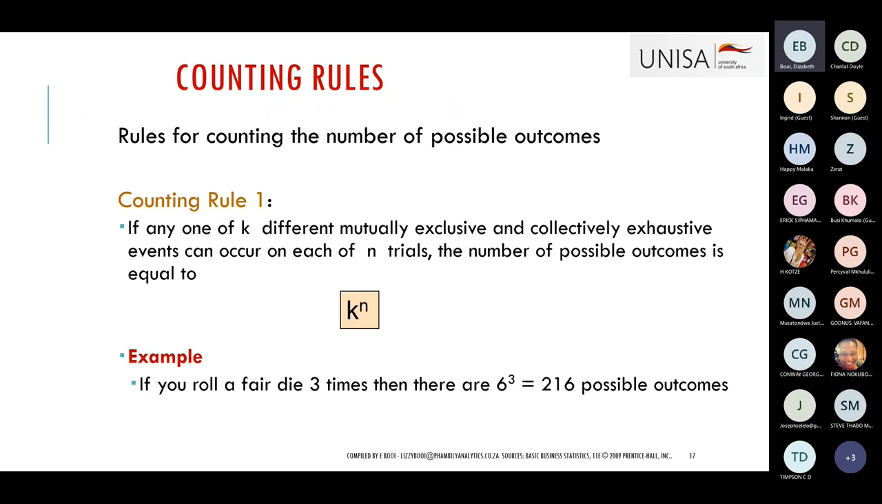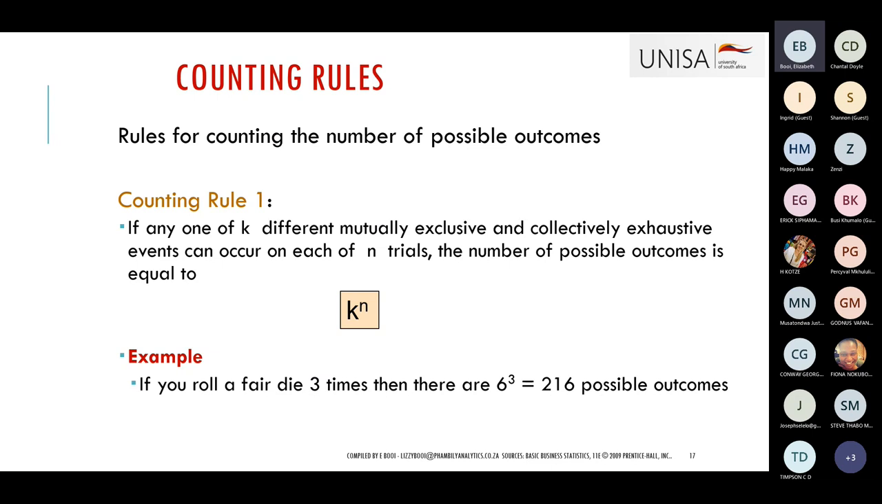Now, there are additional things that you need to know when you work with probabilities. One of those things is the counting rules. With counting rules, we want to know the number of possible outcomes that can happen, the number of ways certain things can be done. So if one of K different mutually exclusive and collectively exhaustive events can occur on each of the trials, the number of possible outcomes will equal K to the power of N.